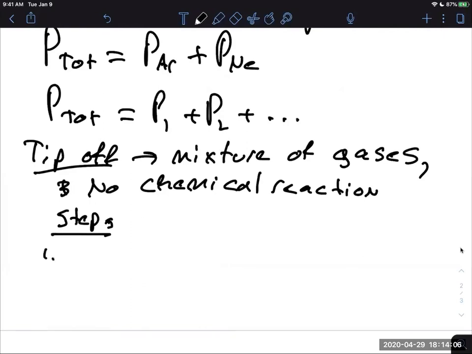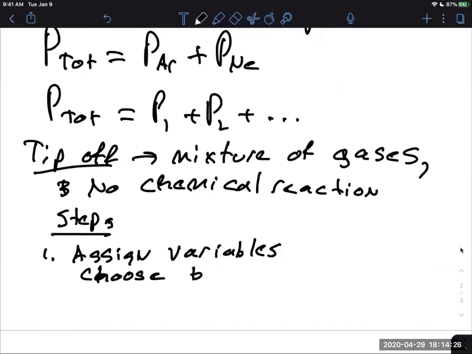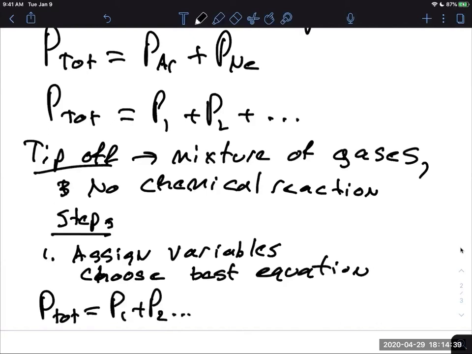The first step would be to assign variables. That's what we've done with all the gas laws. Remember, we find P1, V1, P2, V2, that kind of thing. Step 2, choose the best equation. With Dalton's law, we get a couple choices. One choice is P total equals P1 plus P2, and so on. The other is P total equals n1 plus n2, the moles of the first gas plus the moles of the second gas, plus however many gases, times RT over V.